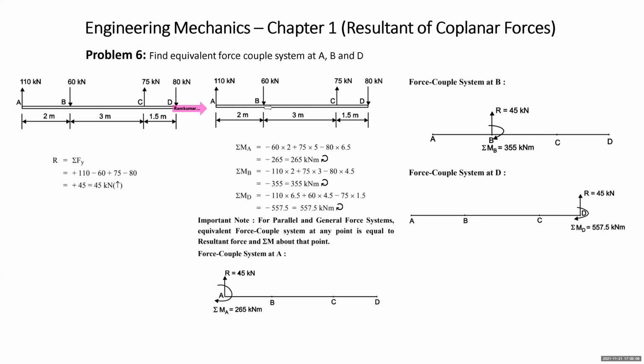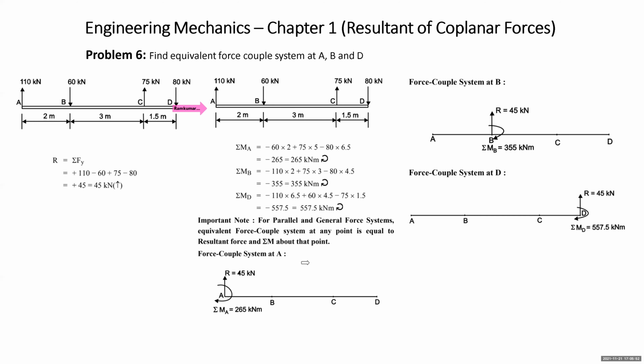Sigma MB. When you take moment about B, the moment of 60 about B is 0. 110 into 2 clockwise minus. 75 into 3 anti-clockwise plus. 80 into 4.5 clockwise minus. Again this came minus, so that means clockwise. Then moment about D. When you take moment about D, the moment of 80 about D will be 0. 75 into 1.5 clockwise minus. 60 into 4.5 anti-clockwise plus. 110 into 6.5 clockwise minus. You get 557.5 kilonewton meter clockwise. By chance sigma MA, MB and MD are all clockwise. It can be whatever it is, we are just calculating it.